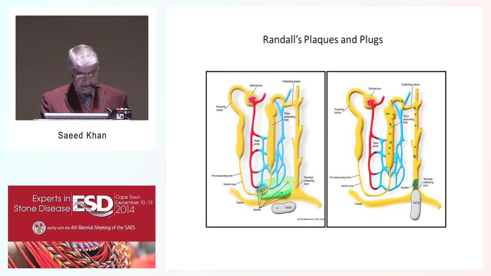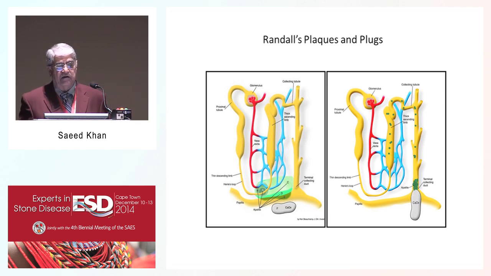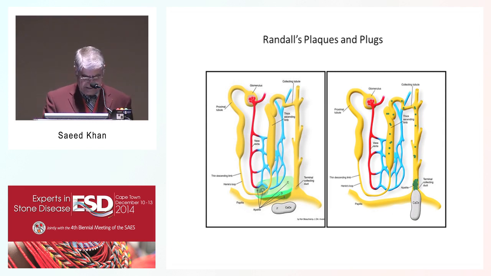We'll keep moving. So now, coming back to how this relates to Randall's plaque and plugs and stone formation. We have been listening to these talks for a while, so I don't have to go into too much detail. Here is the stone which is attached to the Randall's plaque, and here it is forming in the terminal collecting duct as a plug. So plaque and plug are two different ways of kidney stone formation of calcium oxalate.